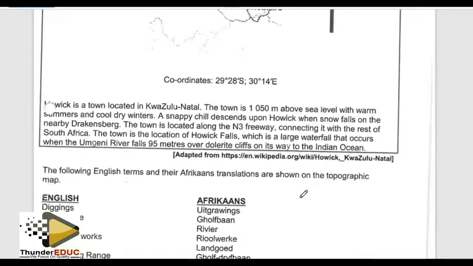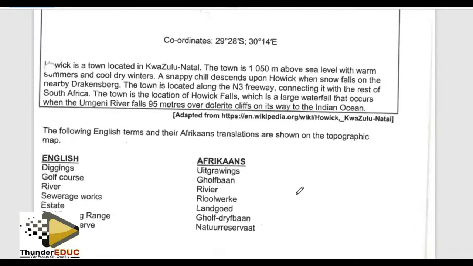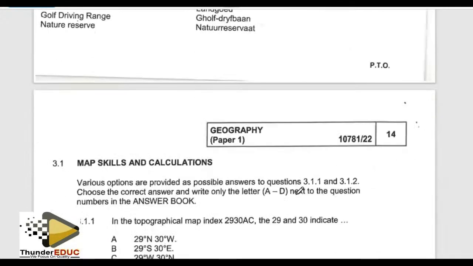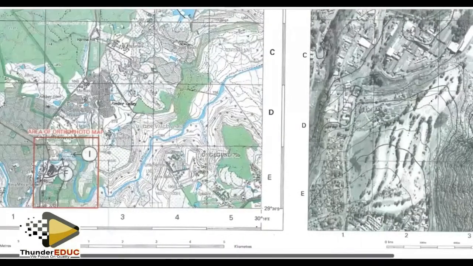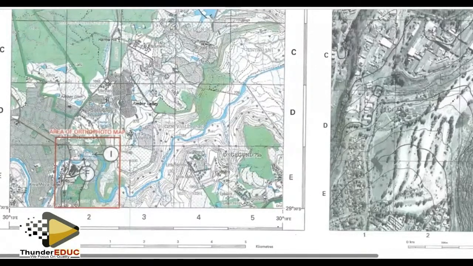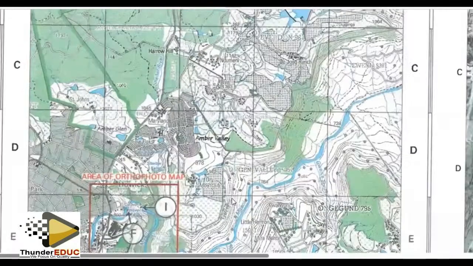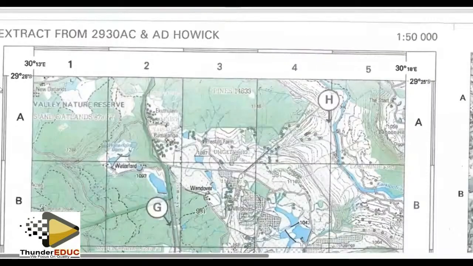All right. So they say the first question, 3.1.1, in the topographical map index 2930SC, the 29 and 30 indicate. Let's check on our Howick map. Let's try to zoom in a little bit. So this is our 2930.